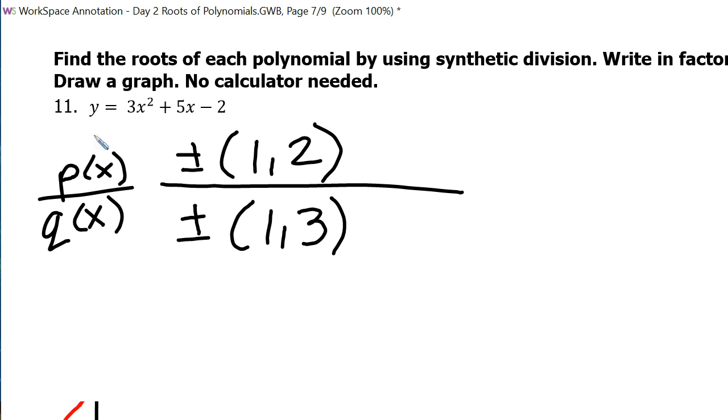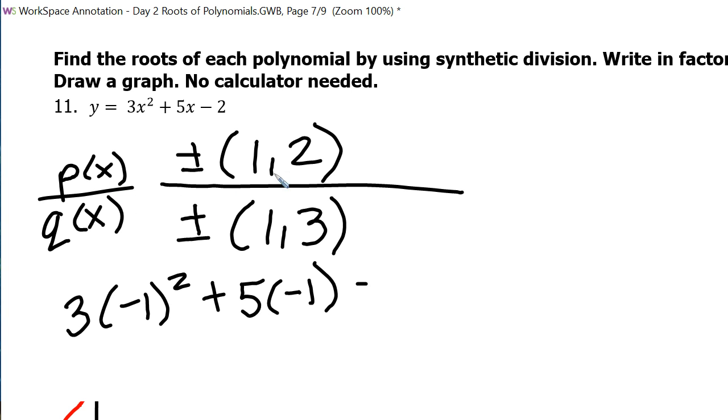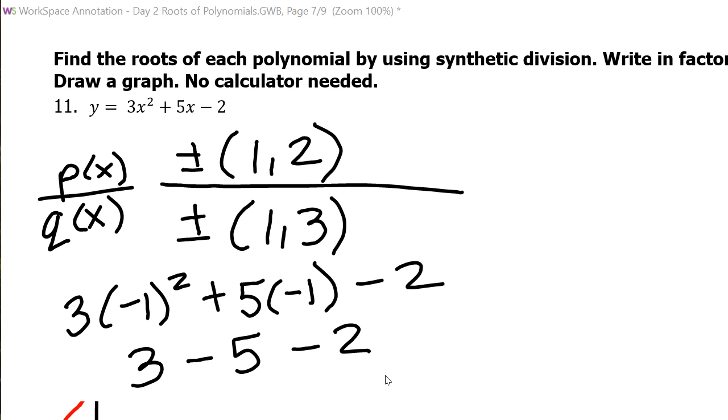Let me try negative 1. So 3 times negative 1 squared plus 5 times negative 1 minus 2. Negative 1 squared is positive 1, so 3 times 1 is 3. 5 times negative 1 is negative 5, then we'll have minus 2. Does that add up to 0? No. So positive and negative 1 don't work. What do you want me to try next?